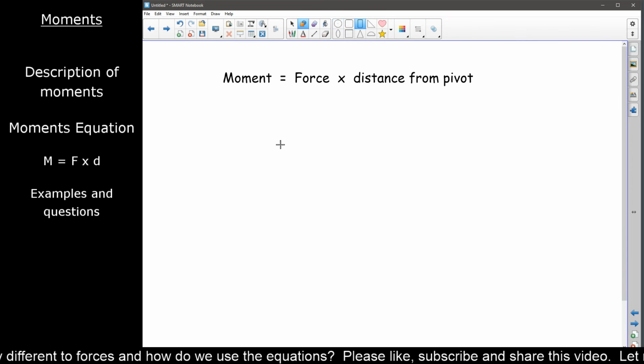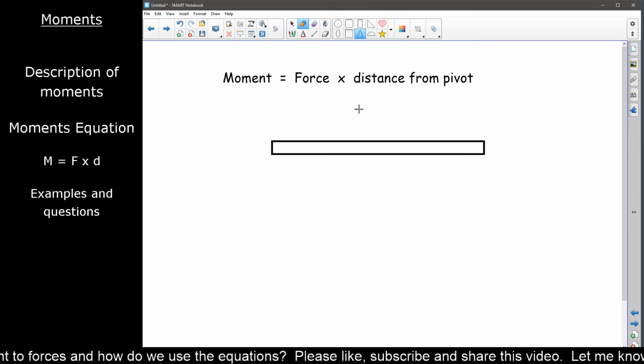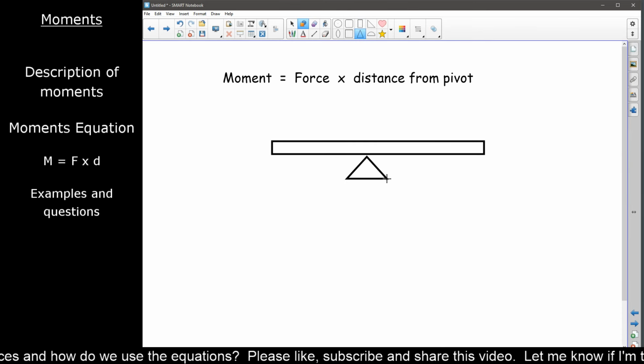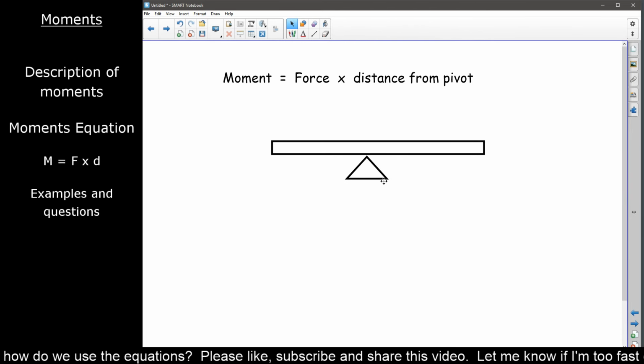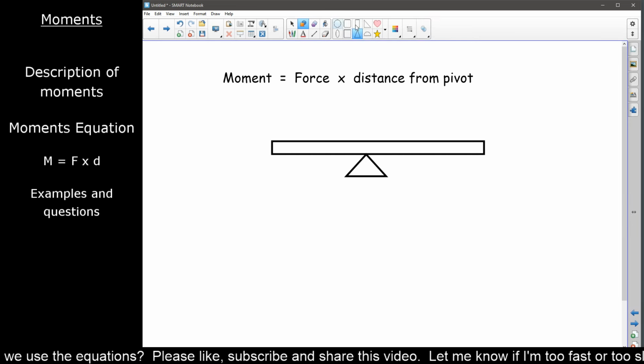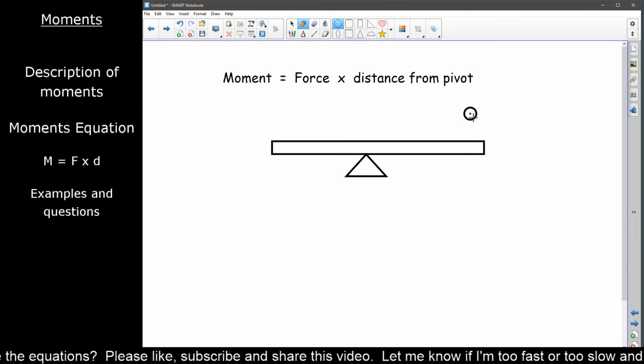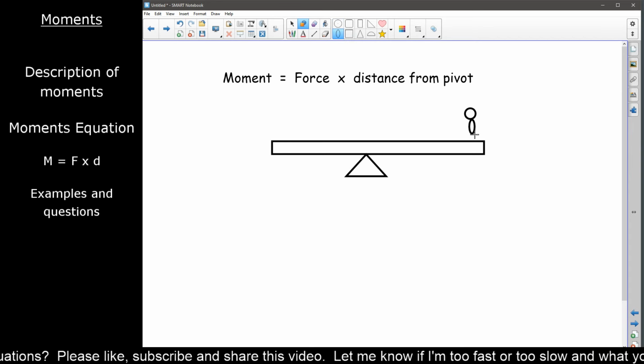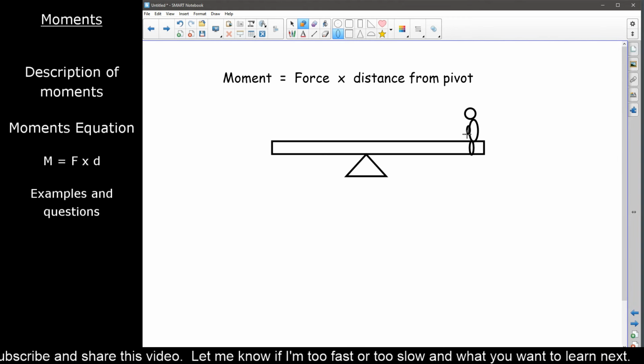In easier examples, let's have a nice thin object like this, a simple seesaw. When we place an object on the end of our seesaw, so let's place a child over here, who's obviously been involved in some form of horrendous accident. There we go, child.